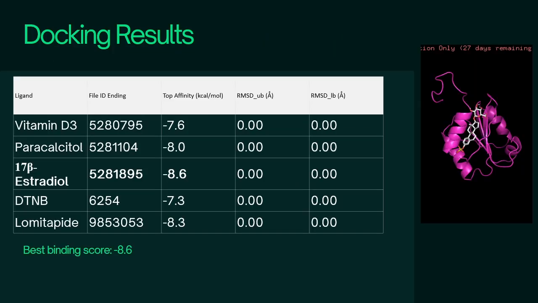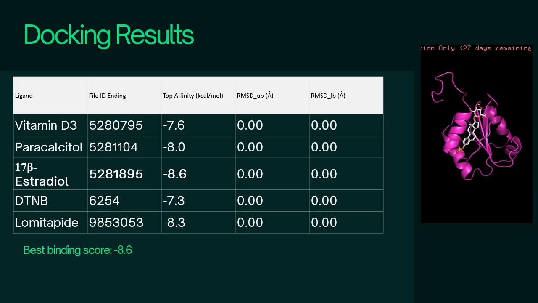Here are the docking results that I was able to prepare. According to these docking results, the predicted binding affinities ranged from about minus 7.3 to minus 8.6 kilocalories per mole. Among all ligands, 17-beta estradiol showed the best binding score of about minus 8.6 kilocalories per mole.